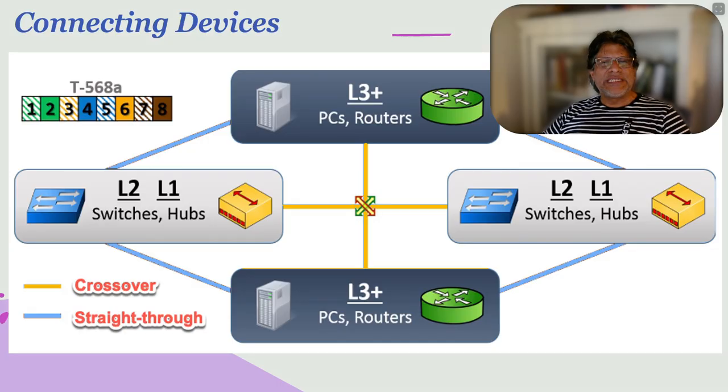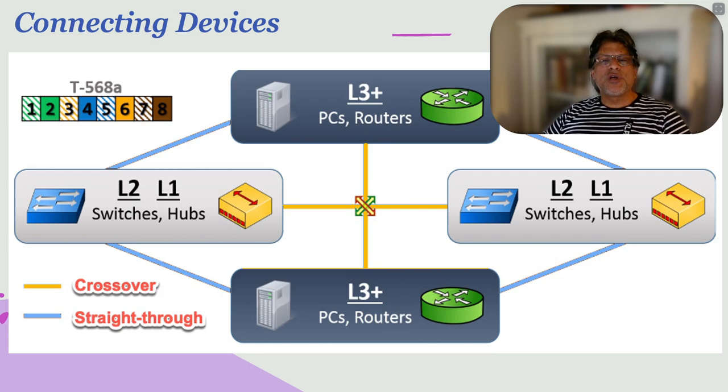Now, when you're connecting different devices, whether you're going to use a crossover cable or a straight through cable will depend on the type of devices you're connecting. What we have outlined on this slide is a straight through cable, which is in blue, and a crossover cable, which is here in amber or orange.